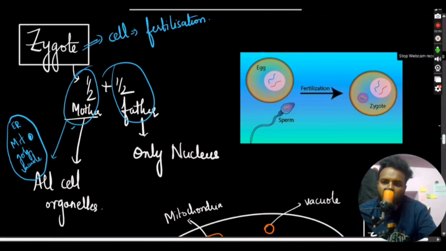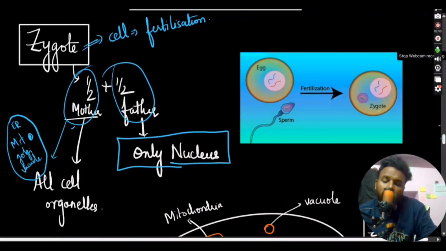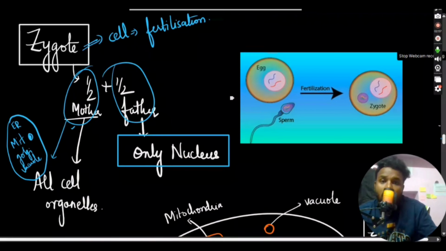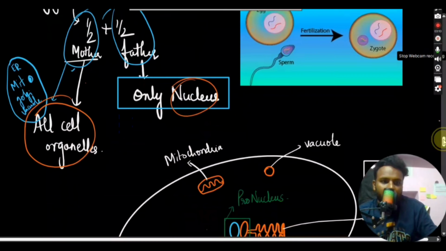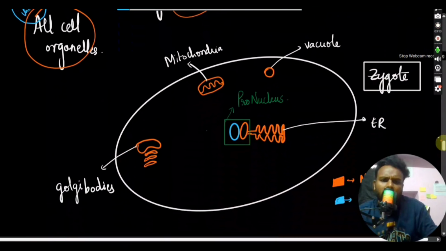Then half from the father. So in the zygote, the half from the father will be only the nucleus, and we'll be having everything else from our mother. So from mother we'll be getting all cell organelles, and from father we'll be getting only the nucleus, right? So think of it like this: here is the father's nucleus, here is the mother's nucleus, mother's endoplasmic reticulum, mother's vacuole, mother's mitochondria, mother's Golgi bodies.